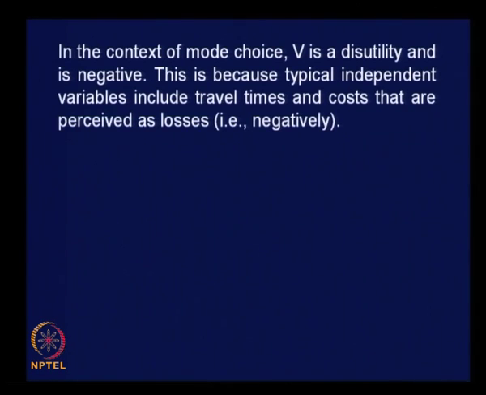In the context of mode choice, V is a disutility and is negative, as I said. This is because typical independent variables include travel times and costs that are perceived as losses by travelers.